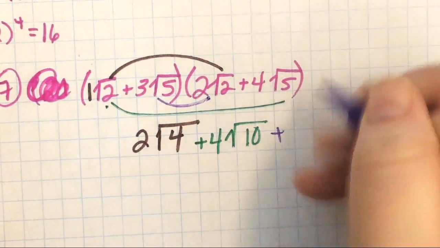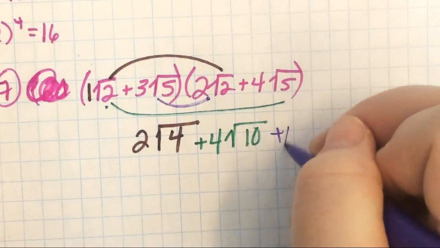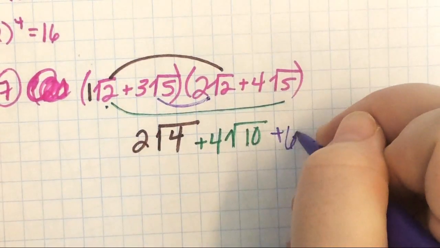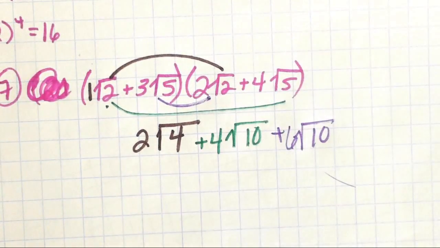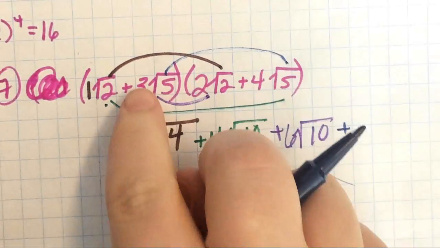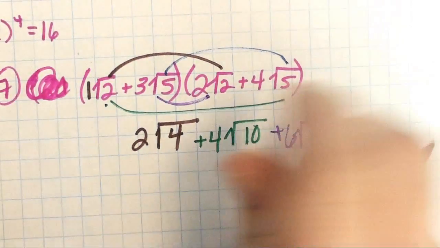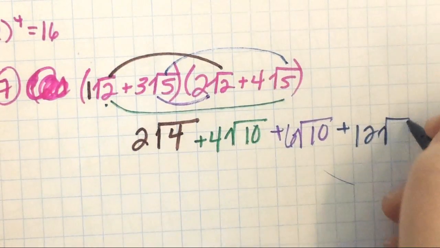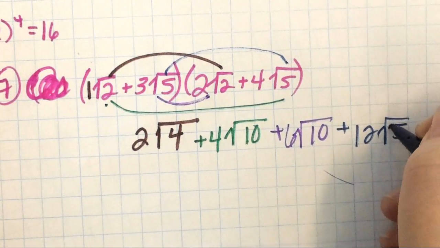Inner: 3 times 2 is 6. 5 times 2 is 10. And then last, 3 times 4 is 12. 5 times 5 is 25. 25.